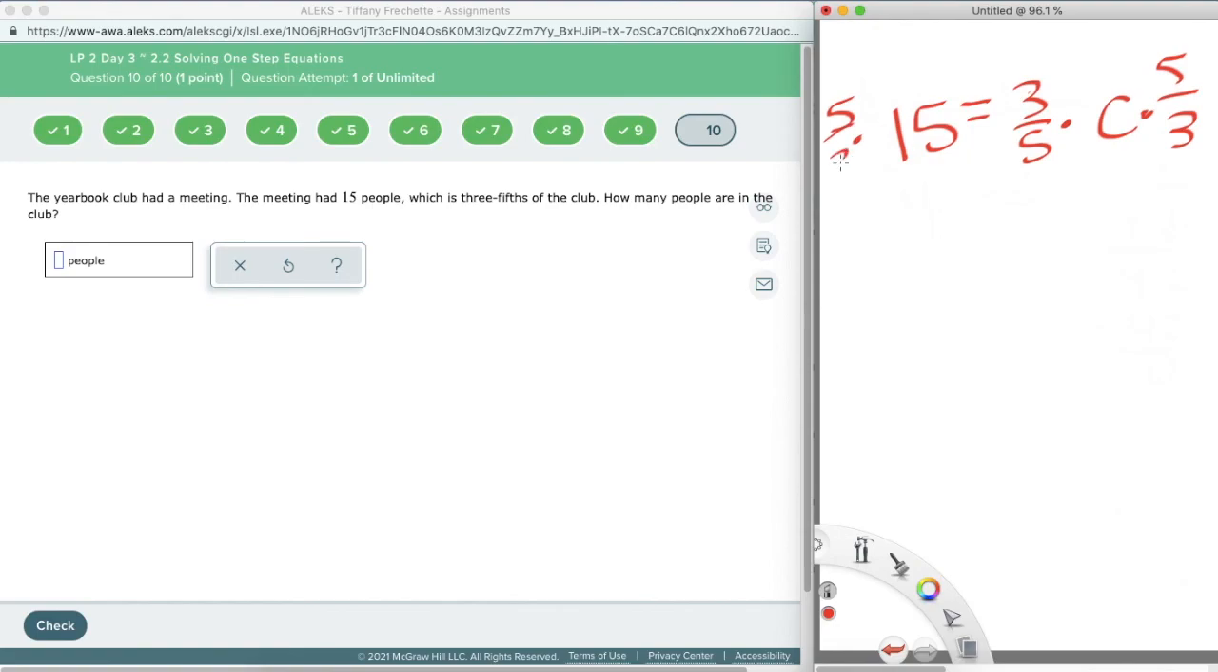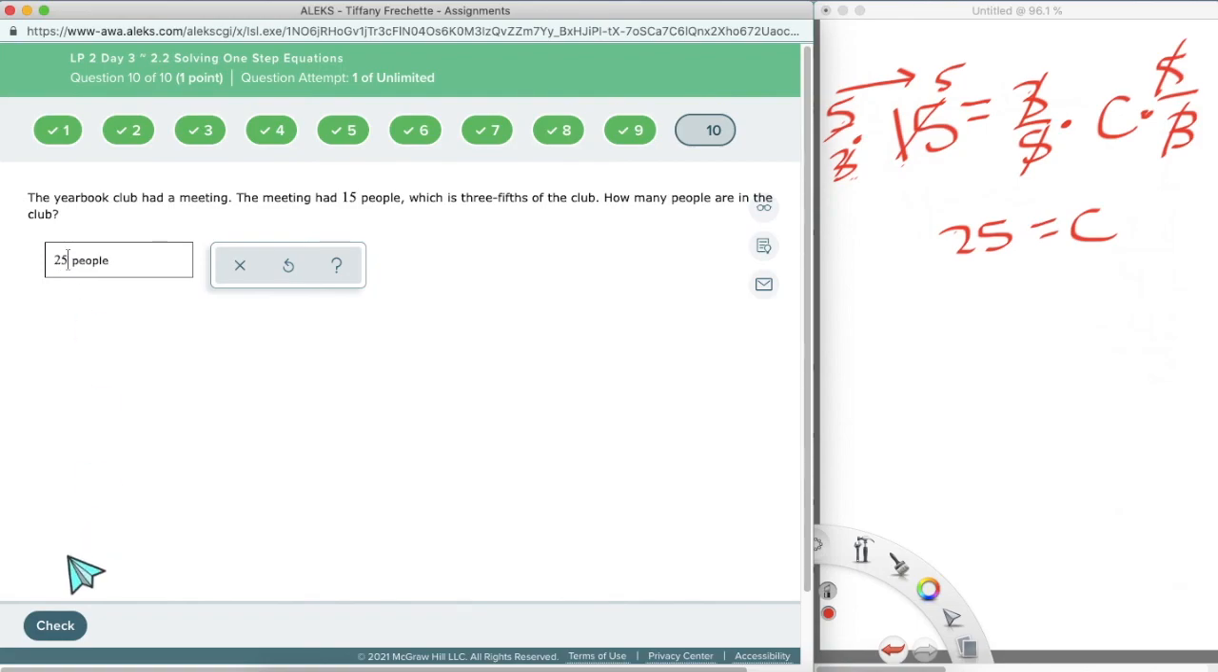So 3 divided by 3 cancels. 5 divided by 5 cancels. So I'm left with just C. So now on this side, I can multiply across the top here and then divide by 3 on the bottom. So 5 times 15 equals 75. Divided by 3 gives me 25. If you see the canceling, you can also do that because remember, this is multiplication on top, this is division on the bottom. So I can say 15 divided by 3 is 5, and 5 times 5 is 25. So either way, I land on 25 people in the club here.